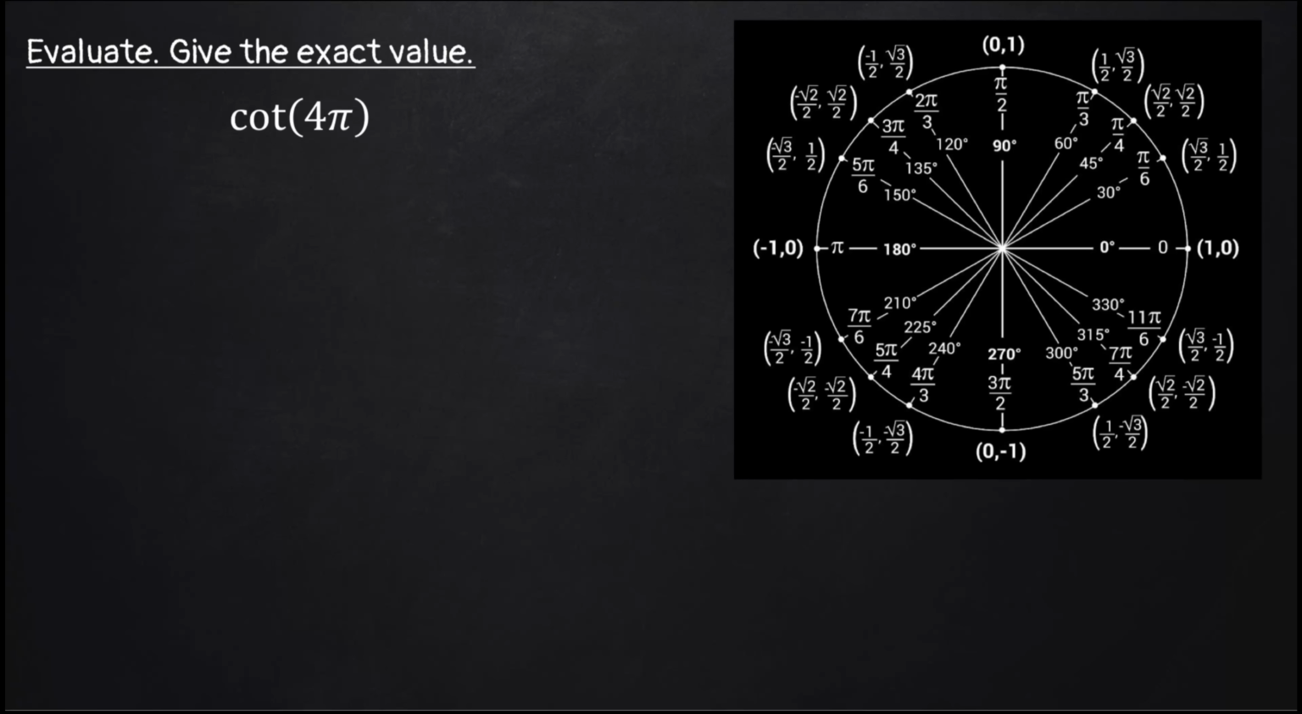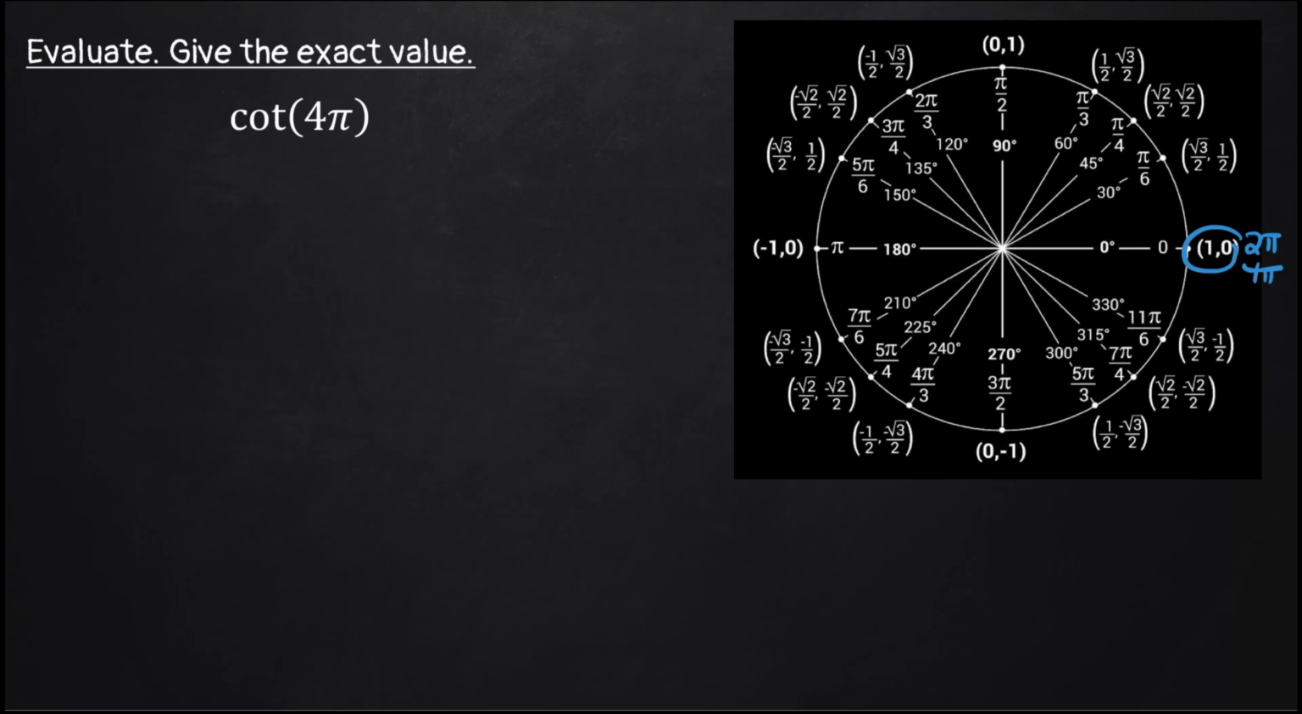Here we have cotangent of 4 pi. So what we're going to do is we know that this angle here is 0 pi as well as 2 pi. And if I make another rotation around my circle, this will also land me at 4 pi. So the point that I have is 1, 0.